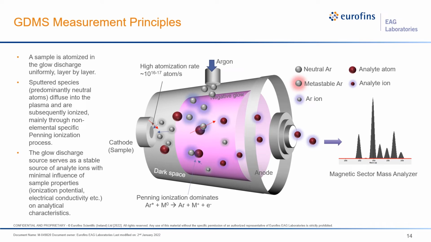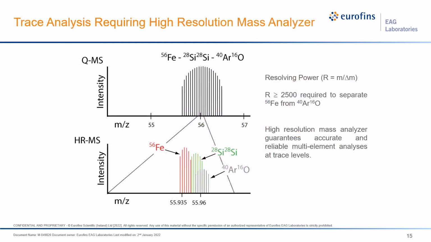One of the important aspects of trace analysis is that during the plasma sputtering process, you will generate a lot of polyatomic interference or isobar interference. So the ability to separate or resolve those mass interferences is key for accurate trace analysis.